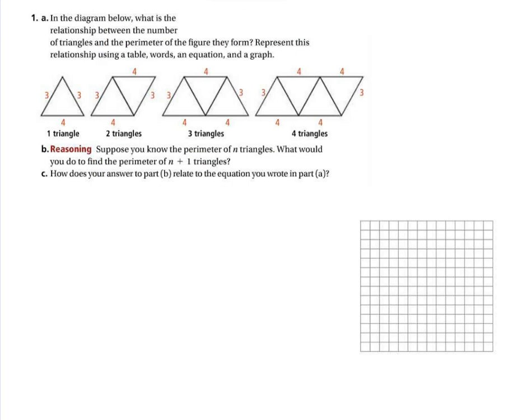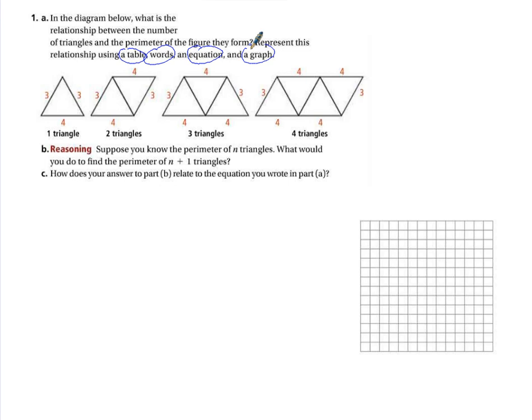For this problem, we want to figure out what the pattern is and then start talking about the pattern. We want to describe the relationship between the number of triangles and the perimeter of the figure that is formed, and represent the relationship using a table, words, an equation, and a graph. All four of those.